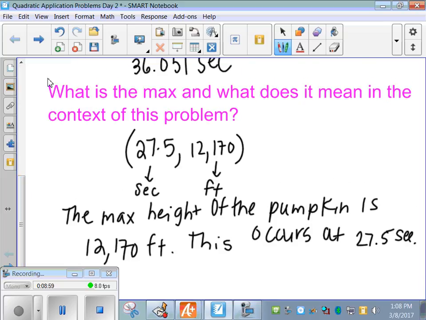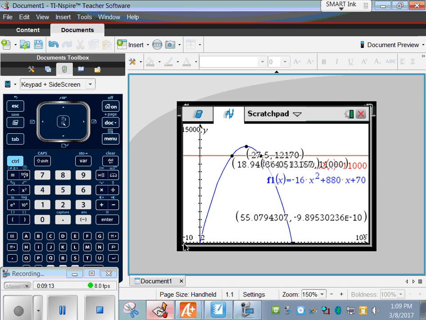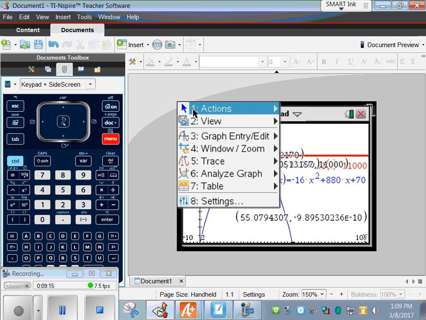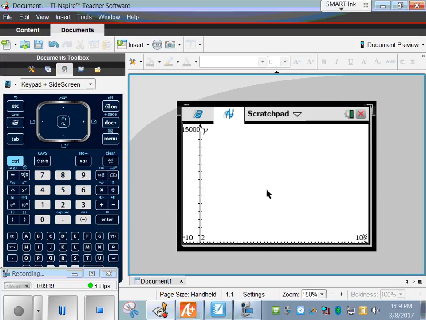All right, we got one more. A soccer ball is kicked from ground level with an initial velocity of 40 feet per second. The height of the ball at any given time t can be described by that equation. So go back to your calculator and clear it out. So go to menu, actions, delete all. If you have the other one, just delete out your y equals. And we'll type in the new one.